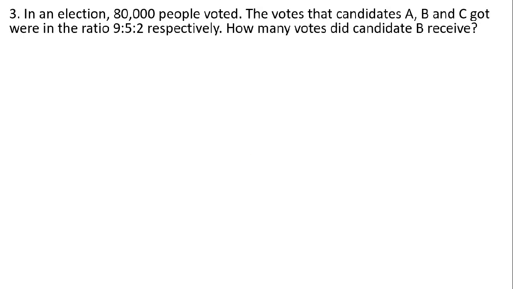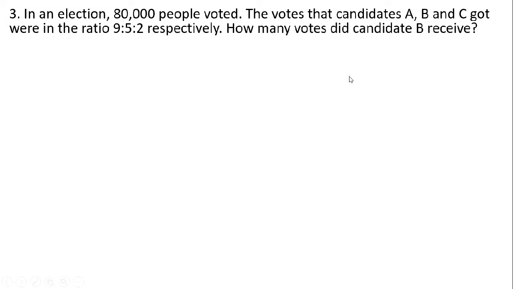In an election, 80,000 people voted. The votes candidates A, B, and C got were in the ratio 9 to 5 to 2 respectively. How many votes did candidate B receive? I'll read that again. In an election, 80,000 people voted. The votes that candidates A, B, and C got were in the ratio 9 to 5 to 2 respectively. How many votes did candidate B receive?